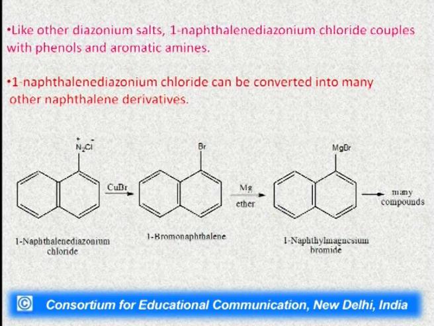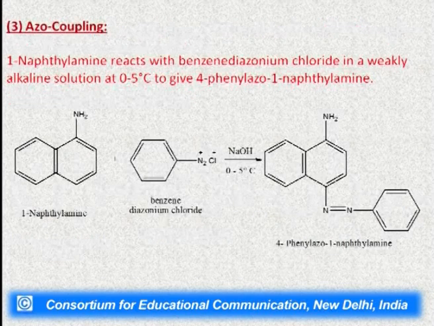Like other diazonium salts, this naphthalene diazonium chloride, when it reacts with copper bromide, we will get here the 1-bromonaphthalene, which on reaction with magnesium and ether will give us the 1-naphthyl magnesium bromide. It is formed like a Grignard reagent. This is RMgX. So Grignard reagent can be prepared from this method also, and by hydrolysis of this product we will get the corresponding many compounds.